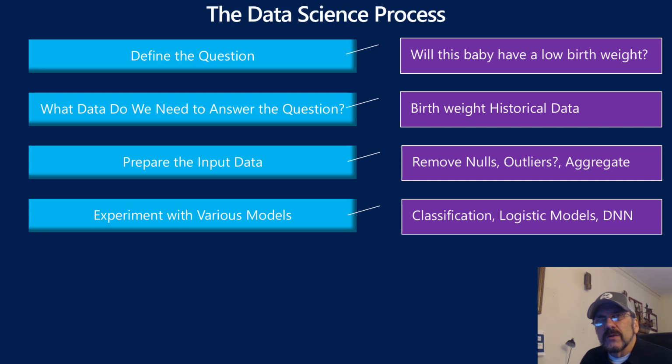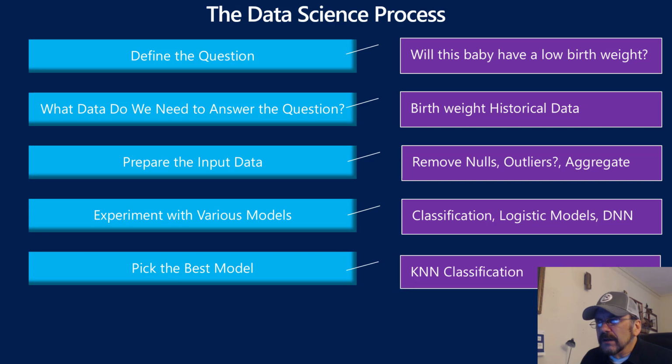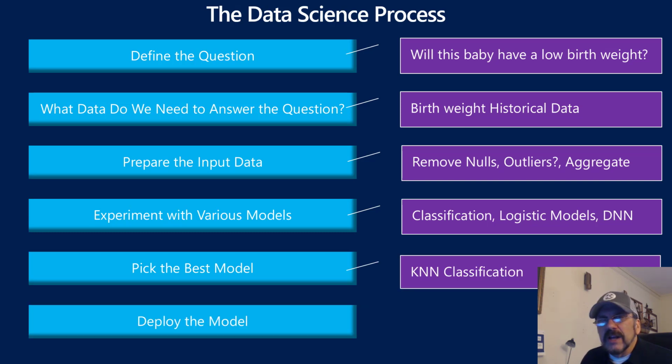There's a lot of factors that go into what model to choose, as we'll see, but that's where we start. And so we're going to play around with these, and the idea is to evaluate which models perform better, which ones are doing a better job predicting. Once we know the model we've trained that works the best, then we pick that model. And in this case, we'll say it's a KNN classification model. And finally, we've got it, we're ready, it's trained, and we're going to deploy the model.